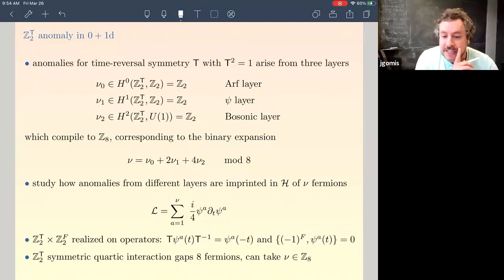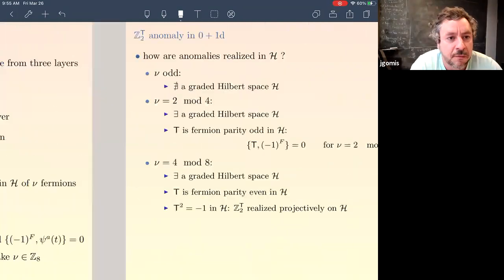Something that's known from work from Kitaev and others is that you can write down a quartic interaction between these Majorana fermions that involves 8 fermions and gaps them out completely. So that means that a collection of 8 fermions has no anomaly because I can gap them while preserving the symmetry. So that tells you immediately, as a poor man's physicist, that the anomalies nu take values in Z8, because if I had 8 fermions, I can remove them by gapping them out while preserving the symmetry. And this matches, of course, the fancy cobordism classification.